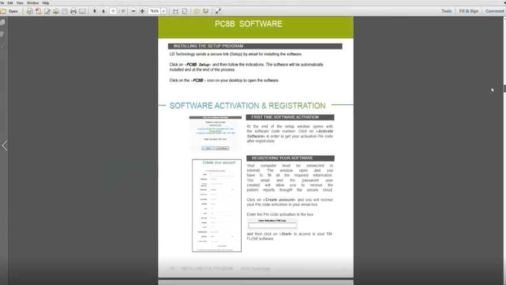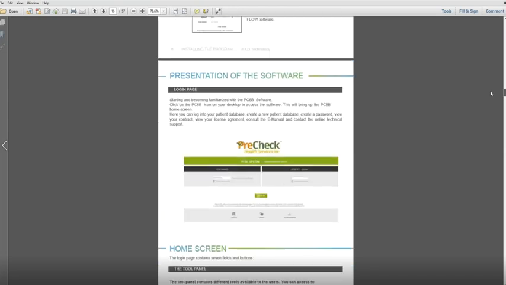The software will guide the technician. It's very intuitive, and before the technician can even go through the various screens to perform the test, the software will ask the technician if there are any contraindications. So very easy to use software.